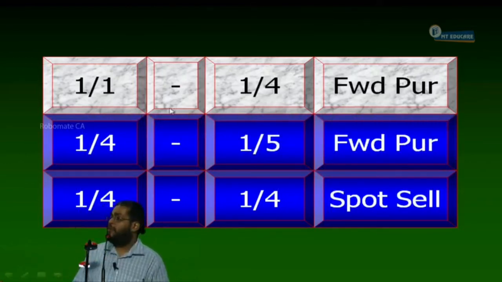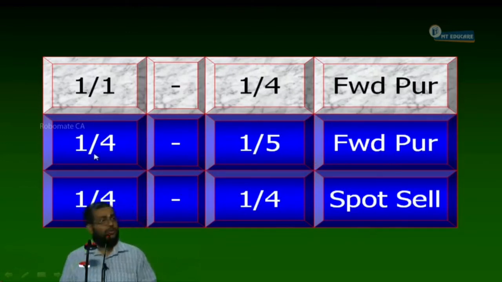So on 1-4, I came to know that I should not purchase on 1-4. I should purchase on what? 1-5. On 1-4, I went to the bank, purchased and sold spot, and entered into a new forward contract to sell on 1-4 or 1-5. Everybody following or not?